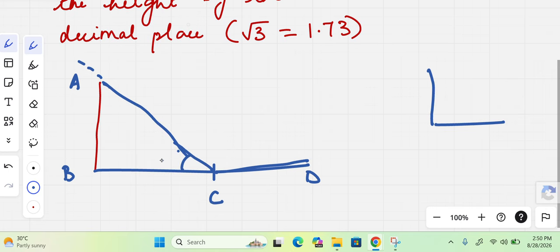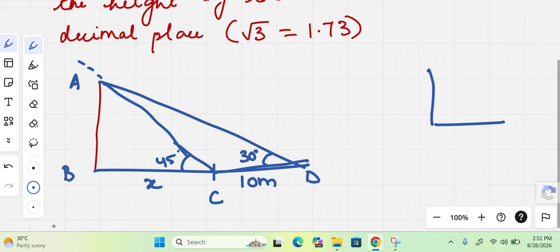So this is the first angle, 45 degrees. When the altitude changes, the shadow is increased by 10 meter. It changes to 30 degree. So this is 10 meter, which is the increase. You do not know what was the earlier length. It is x. Is it clear? Did you all draw like this? Yes, ma'am.